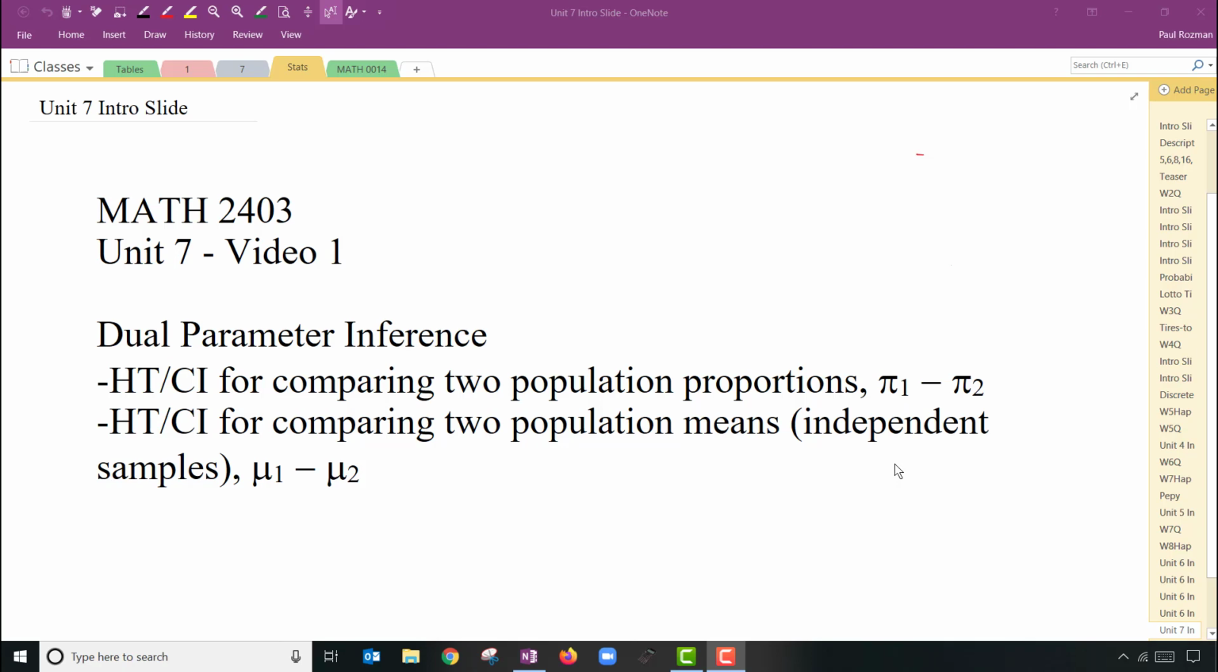We're going to move on to hypothesis testing and confidence intervals for two populations. So we'll compare two population proportions and we'll compare two population means. In this video, we'll just do the independent samples case for the means. And maybe in a future one, we will do the dependent sample case when comparing two population means. But for now, I think we're ready to get right to it. So let's go.